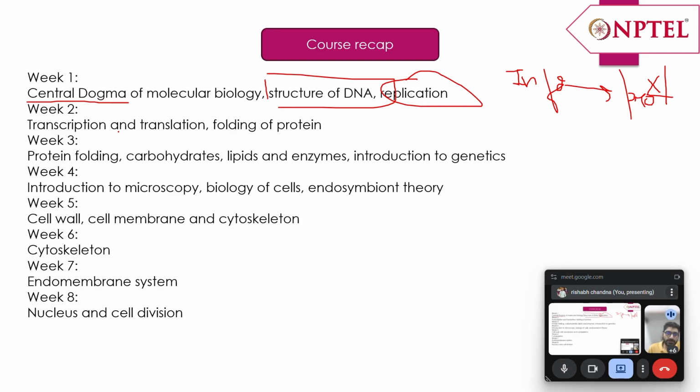Then moving on to week two, we discussed how a gene is basically expressed in a cell through transcription and translation. After forming RNA from DNA, that is transcription, and proteins from RNA, that is translation, followed by the folding of that particular protein to form a functional counterpart, so that the phenotypic function can be seen.